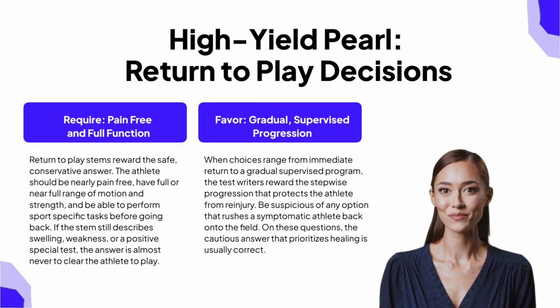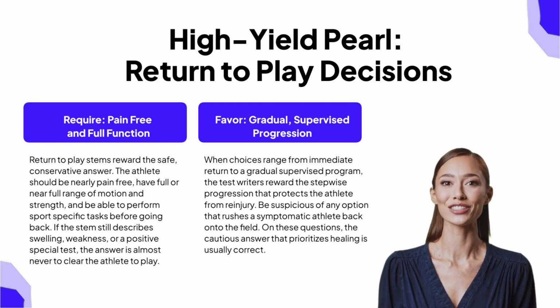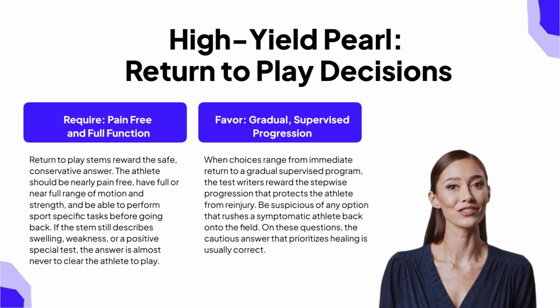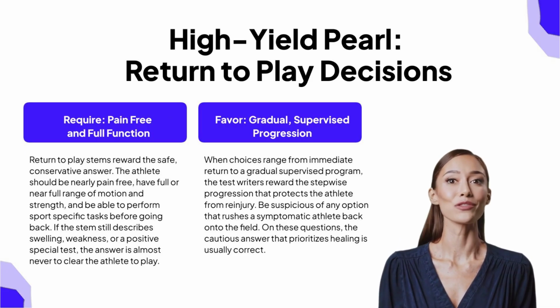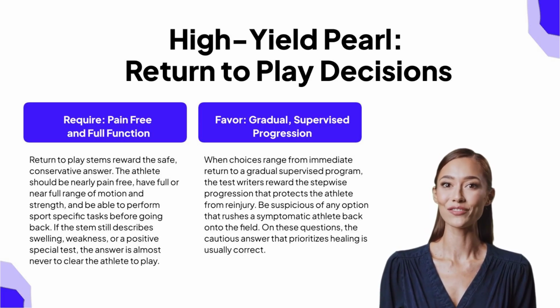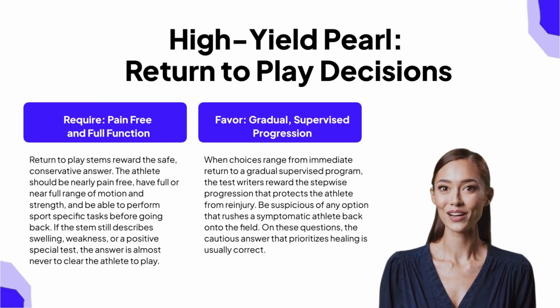Here is a high-yield pearl that shows up again and again in sports injury questions, and it is how to handle return-to-play decisions. These stems reward the safe, conservative answer. Before an athlete goes back, they should be nearly pain-free, have full or near-full range of motion and strength, and be able to perform their sport-specific tasks.